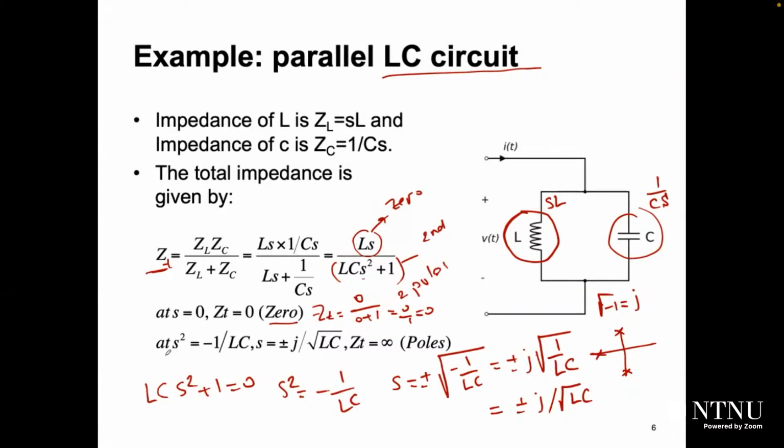So anyway, when you substitute this value in the overall impedance, when you substitute S squared equals this value, this one will be 1 minus 1 plus 1, so it will be 0. So in this case, Z total will be infinity, which means we have poles. So when the transfer function equals 0, we will get the system zeros, and when the transfer function equals infinity, we will get the poles.